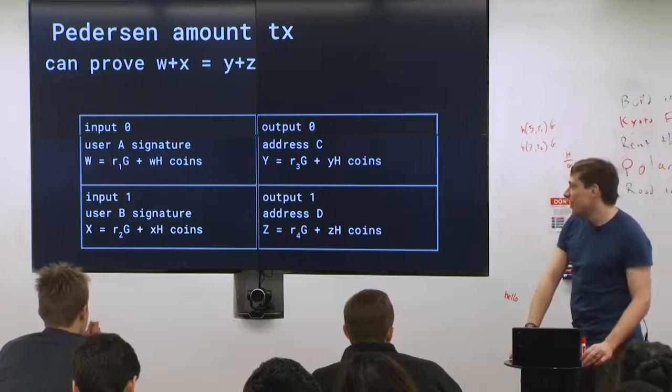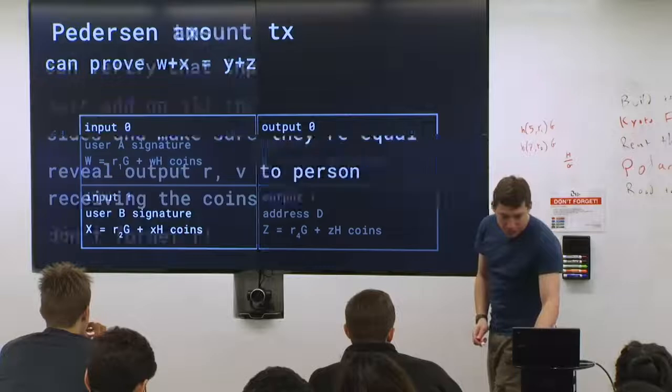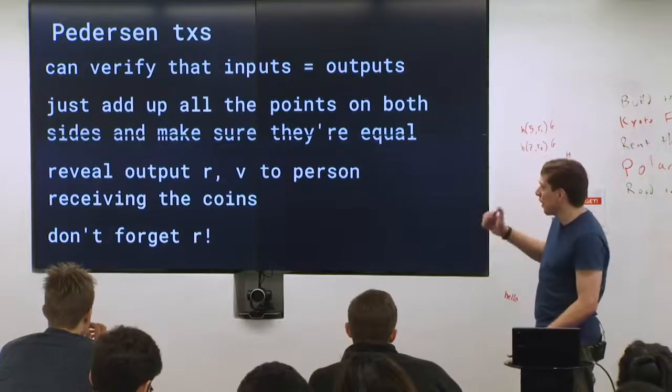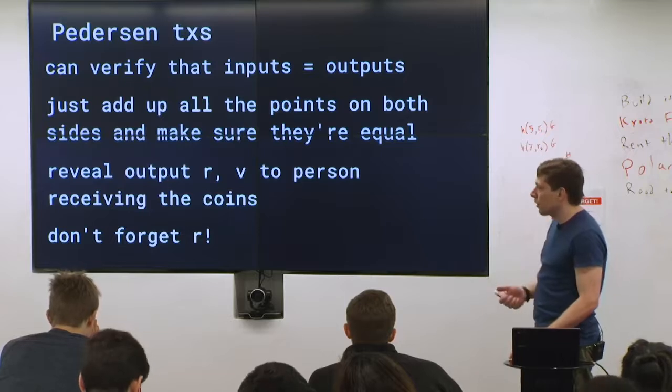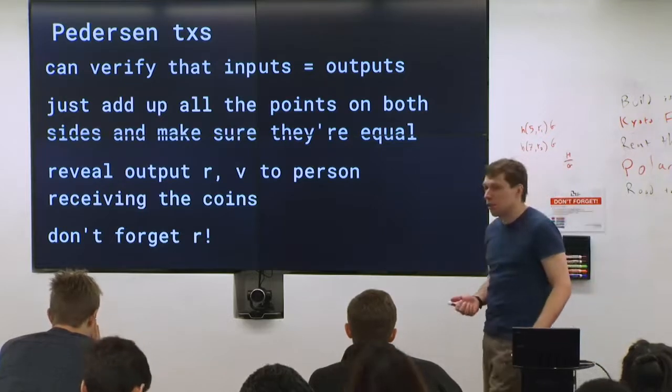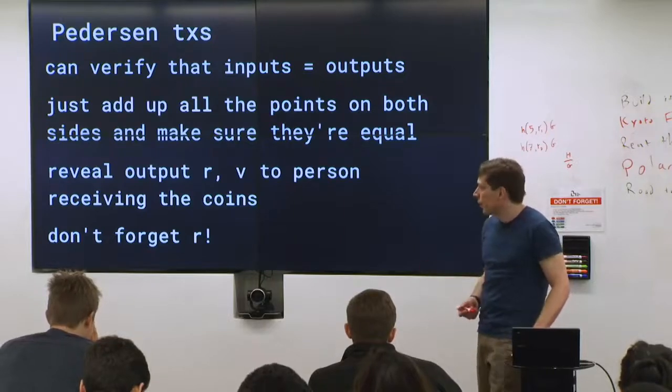So one thing you could do is, wait, I think I said this. So basically, you can verify inputs and outputs, add up all the points, make sure they're equal. You reveal R and V to the person receiving, and you don't want to forget R. R is sort of now a private key. If you forget R, you're stuck. You can't prove anything anymore.